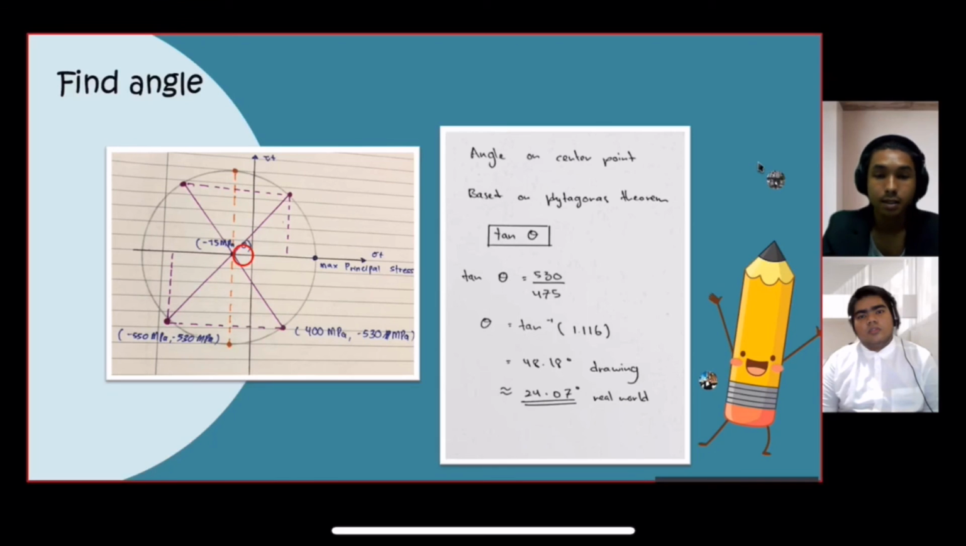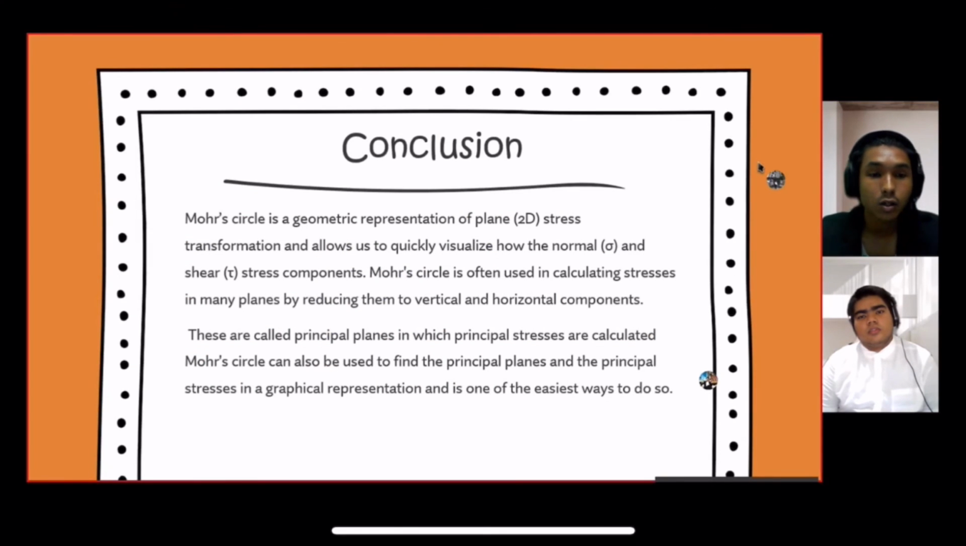So that's all for the equation given. As a conclusion, everybody knows the Mohr circle is a geometric representation of 2D stress. This Mohr circle is often used in calculating stress in many places. So that's all for me. Thank you.